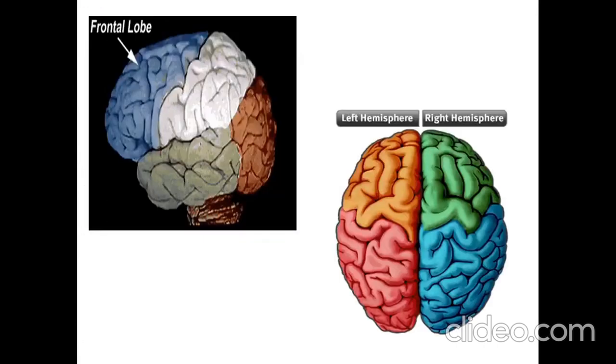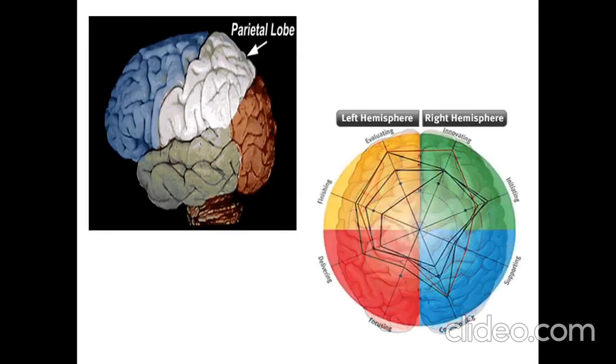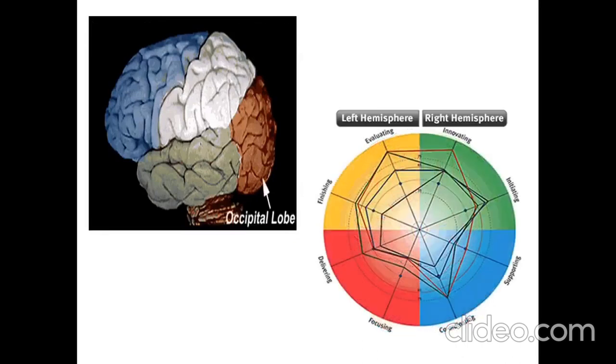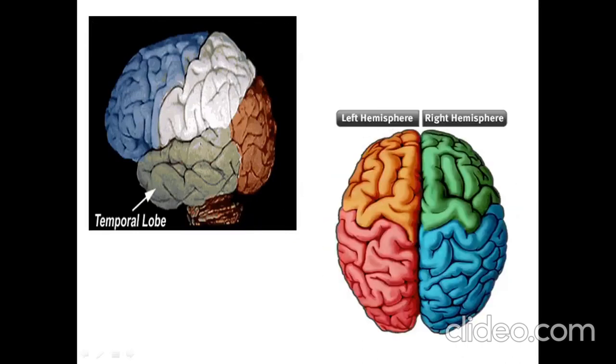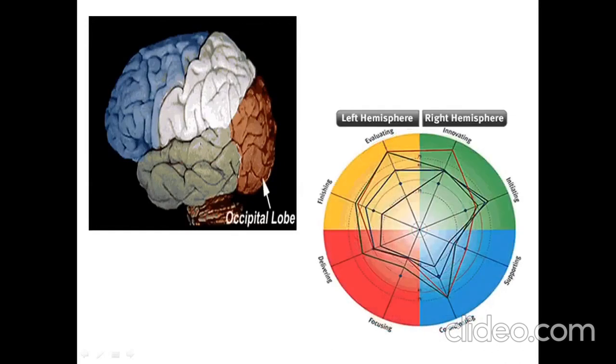Now these are the left hemisphere and the right hemisphere, and they contain the various lobes: the frontal lobe, next the parietal lobe, the occipital lobe and the temporal lobe.